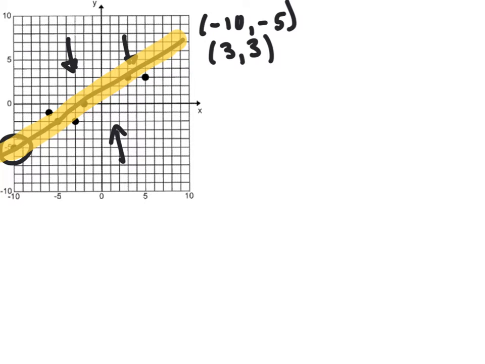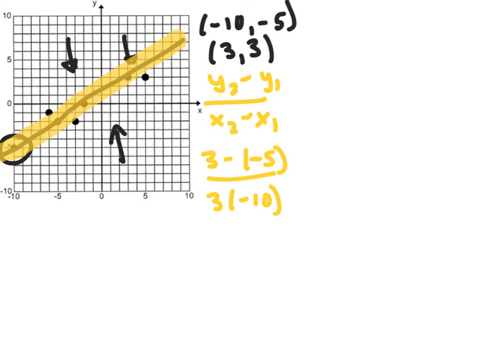So the first thing we're going to do is calculate our slope, and you know its formula. So I'm going to do 3 subtract a negative 5, over 3 subtract a negative 10. I get 8/13. Now 8/13, let's turn that into a decimal, because again, I think it's just easier when dealing with all these uglier numbers to work with a decimal, and I get 0.62. So we're going to use that as our slope.